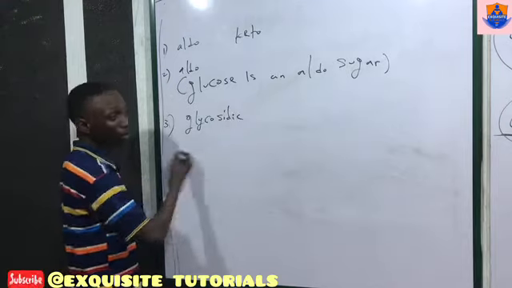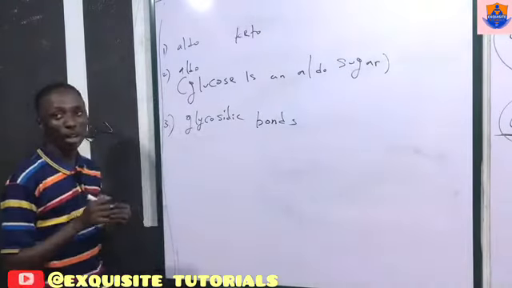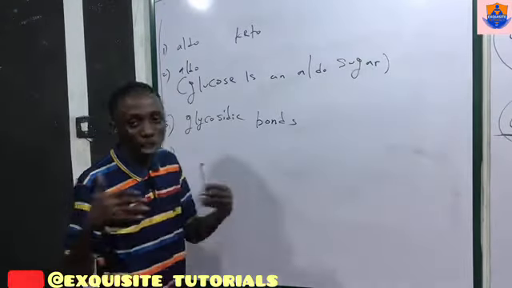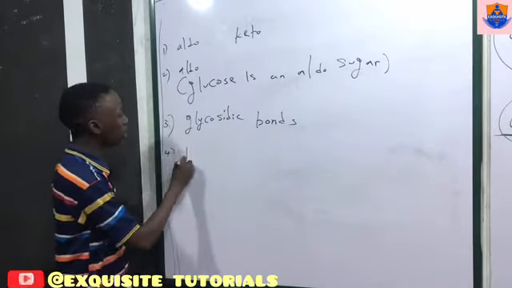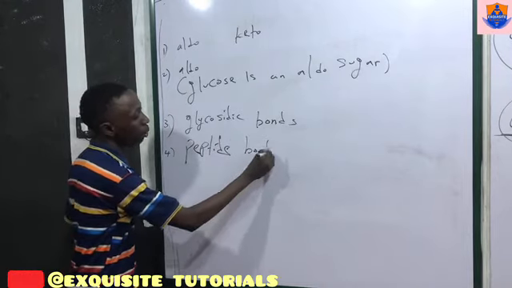You're correct if you went for glycosidic bonds. Now another question: when amino acids come together, what bonds do they form? Now the answer to this question is peptide bonds.